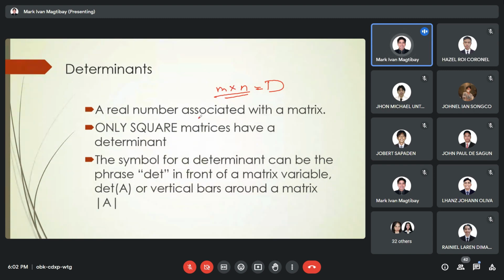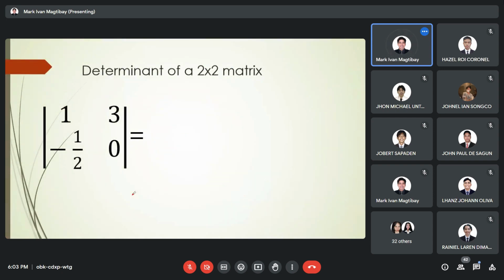And then the symbol for determinant can be phrased as that in front of the matrix variable. So let's say meron tayong variable A. Lagyan po natin ang det A. So pwede po natin sabihin na it would be the value of the determinant of that specific matrix A po natin. Okay? So, paano po natin kukunin ang mga determinants po natin? So, start po tayo and this one. Okay, 2 by 2. Alam po natin, pagka 2 by 2, this is a square matrix. So, paano po natin siya kukuha ng determinant?